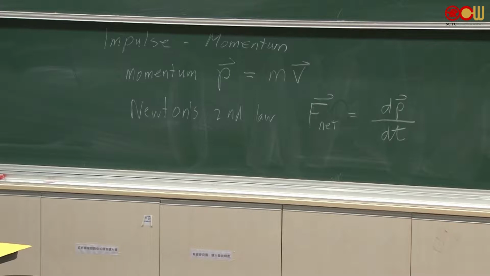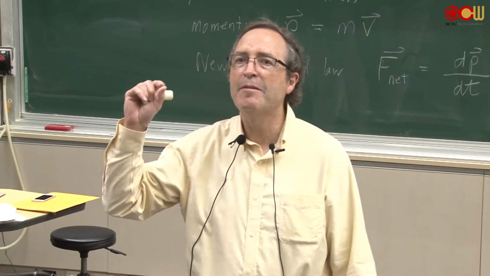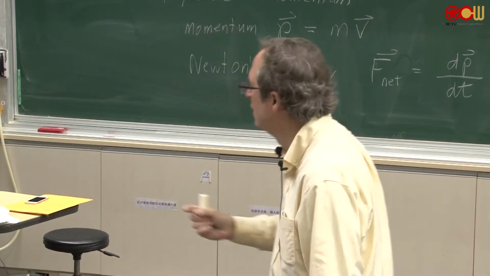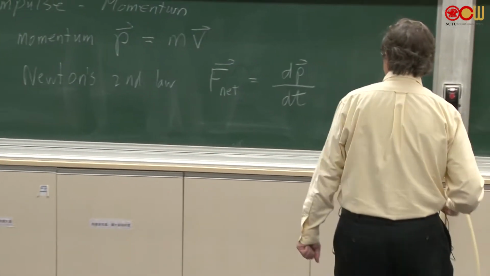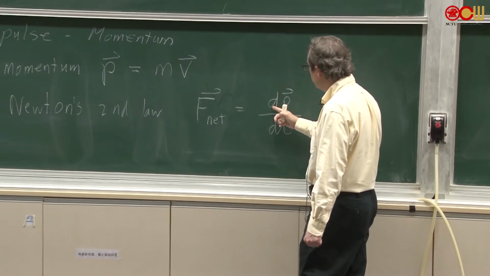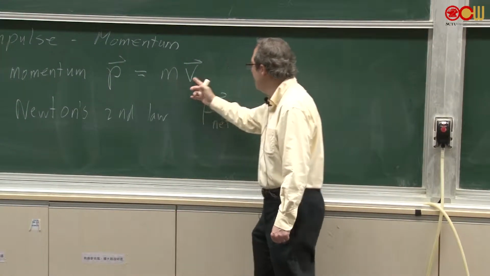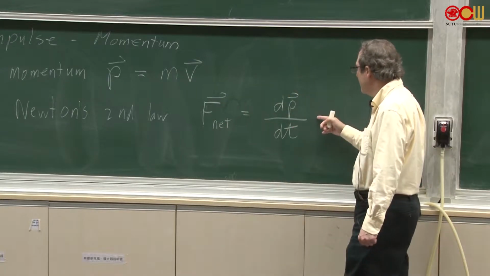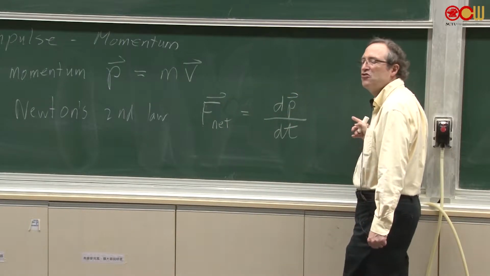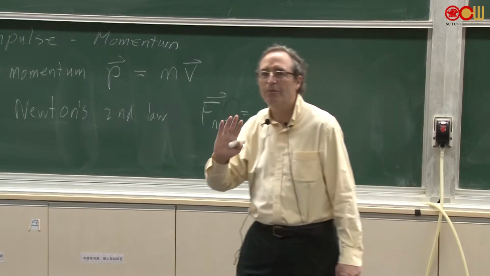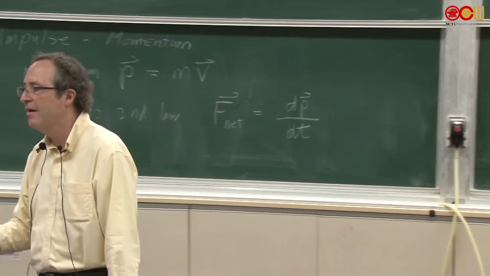Now, there's an assumption I'm making by writing it that way, and the assumption is that the mass is constant. It doesn't change with time. All right? So that's why I can take the derivative of the momentum and put in mv, and I get m dv dt. I do not have a term v dm dt, because I'm assuming m is constant.